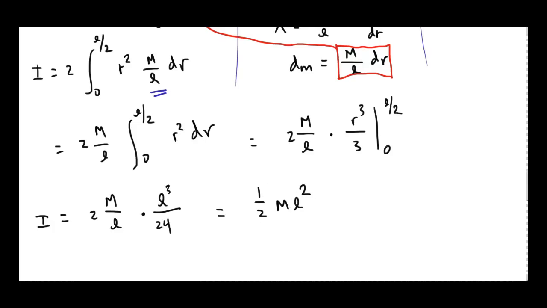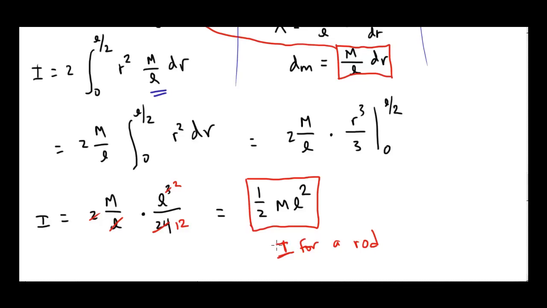So what happened there? I went ahead and lost an L there, and this turned into 2, and then I took the 2 and the 24, and this became a 12, and so I get 1/12 m L squared. And now this, we can see, is the rotational inertia for a rod. So I for a rod.